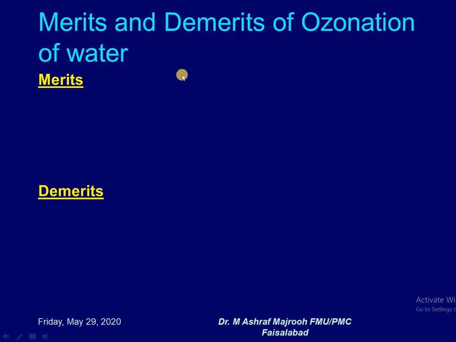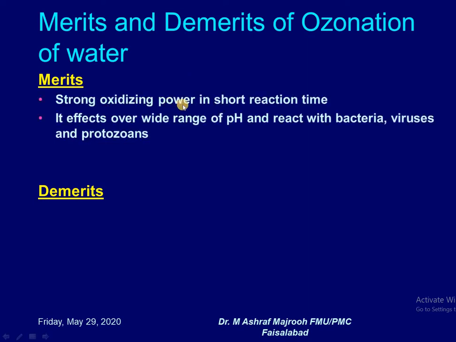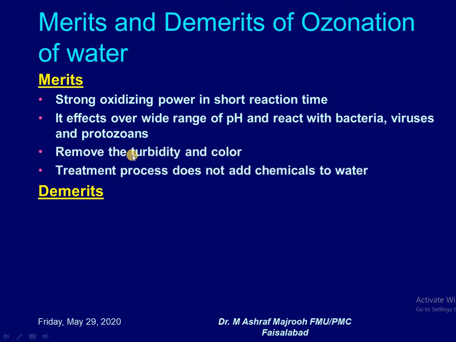Now the merits and demerits of ozonation of water. In merits, it has strong oxidizing power. In a short reaction time, it kills most of the microbes. It is effective over a wide range of pH and reacts with bacteria, viruses, and protozoa. It removes turbidity and color. The treatment process does not add chemicals to the water. So these are the merits of using ozone.